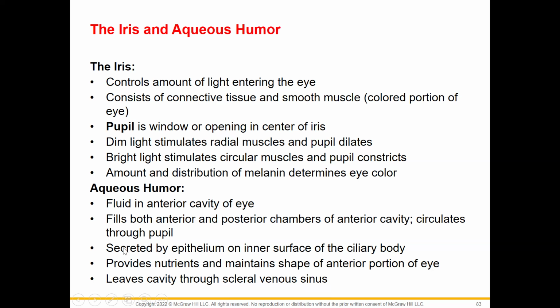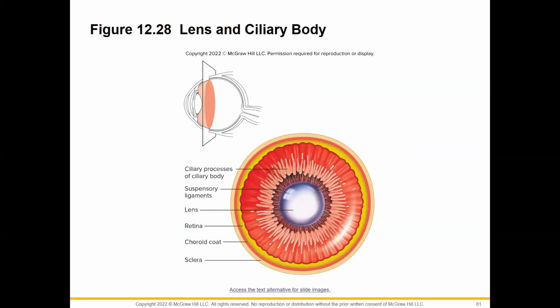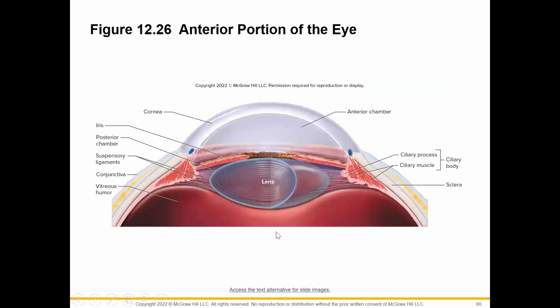The aqueous humor is secreted by epithelial tissue on the inner surface of the ciliary body. So if we go back, the ciliary body, so these tissues here, the anterior aspect of it is what produces the aqueous fluid.